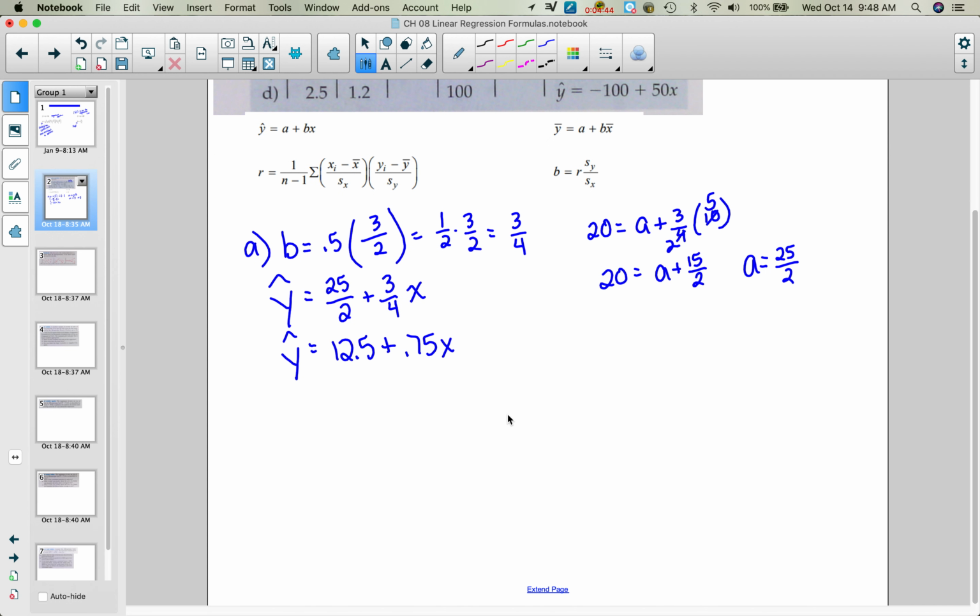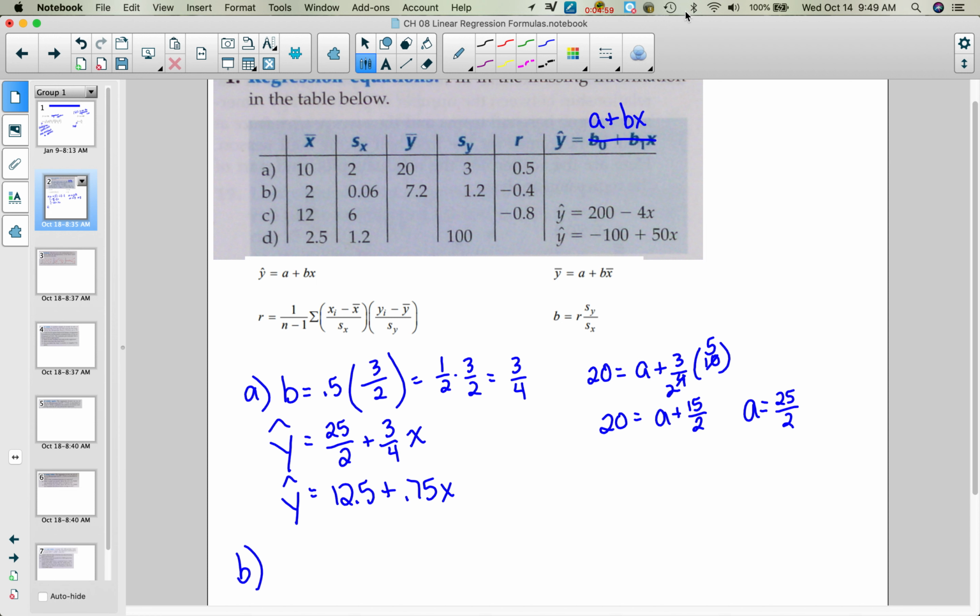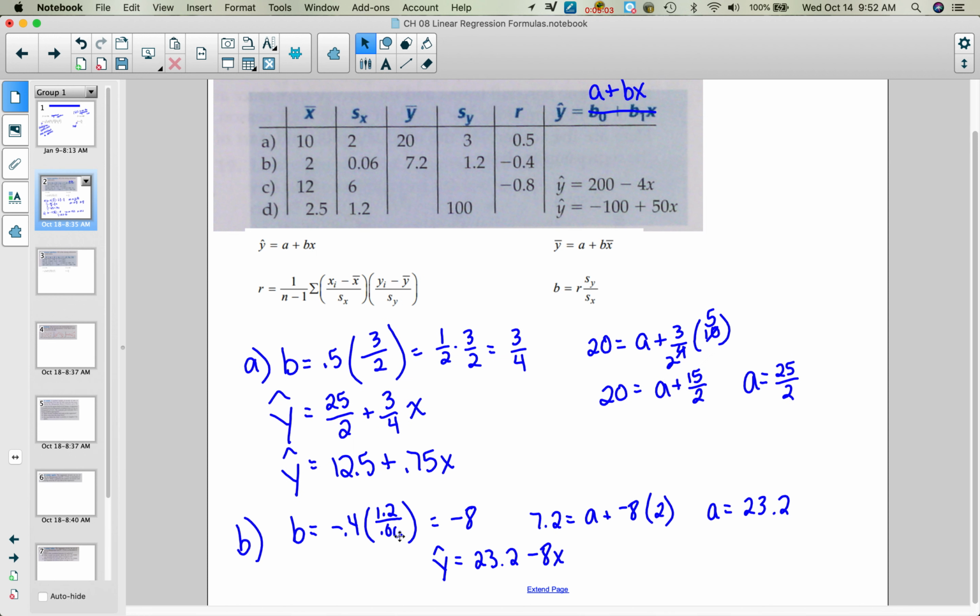Okay, so next problem. We've got the same kind of setup, so we would do that the same way for part B. As a matter of fact, I'm going to pause and go through it because it really is the same setup. Okay, so I went ahead and just worked it out. So I used the same formula. So we have r is negative 0.4.